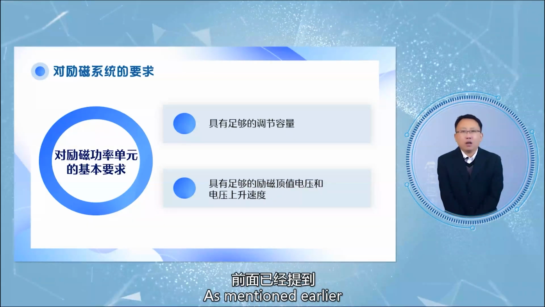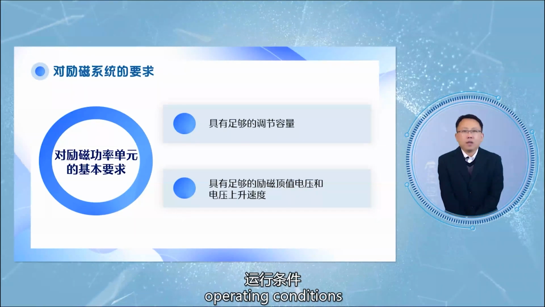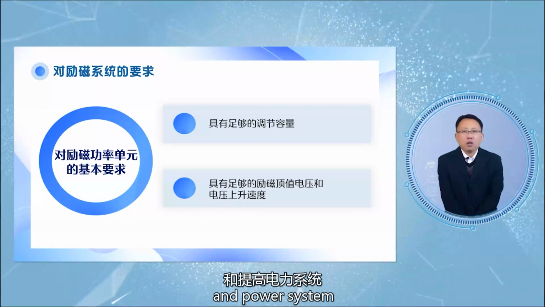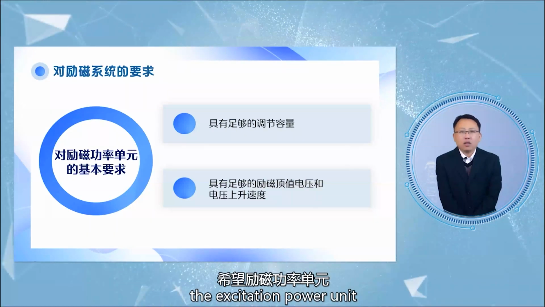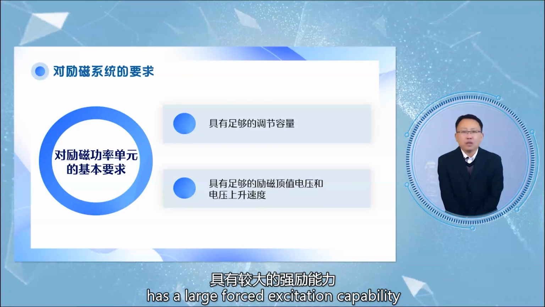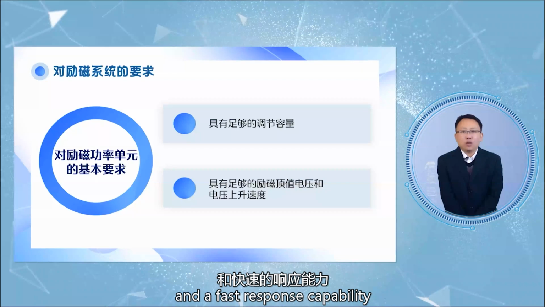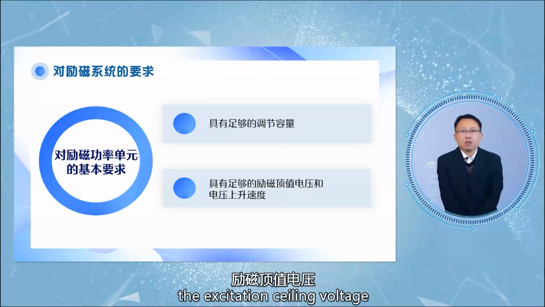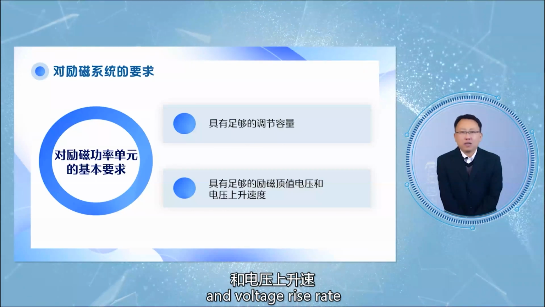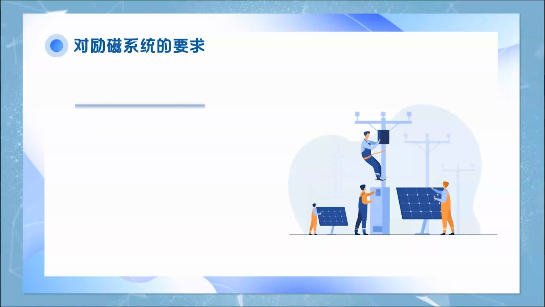As mentioned earlier, in terms of improving power system operating conditions and power system transient stability, it is expected that the excitation power unit has a large forced excitation capability and a fast response capability. So in the excitation system, the excitation ceiling voltage and voltage rise rate are two important technical indicators.